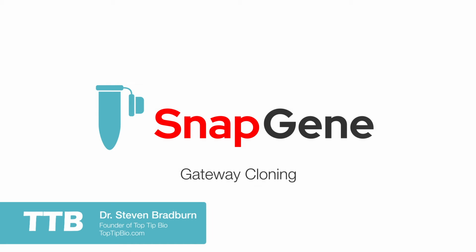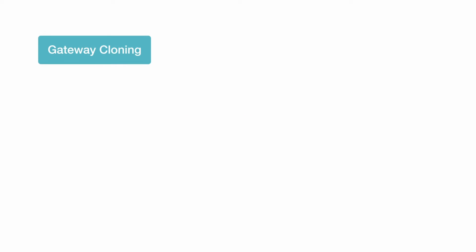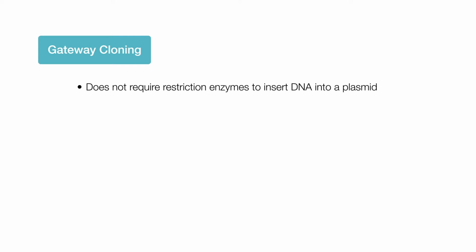In this video, I will show you how to simulate gateway cloning with a single fragment in SnapGene. Unlike restriction and insertion cloning, gateway cloning does not require the use of restriction enzymes to insert DNA into a plasmid. The cloning is achieved through a two-step recombination process.